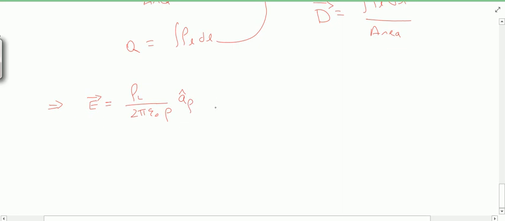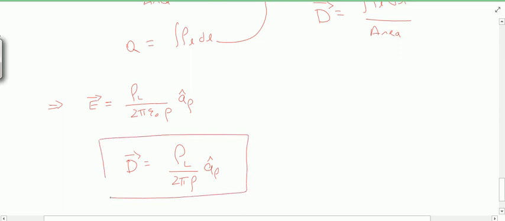So as we have related D and E, I can write D for an infinite line charge. What will it become? This epsilon naught goes to the left side, and epsilon naught E is nothing but D. So what is remaining now? Rho L by 2 pi rho. This will be the equation for electric flux density for a line charge, infinite line charge.